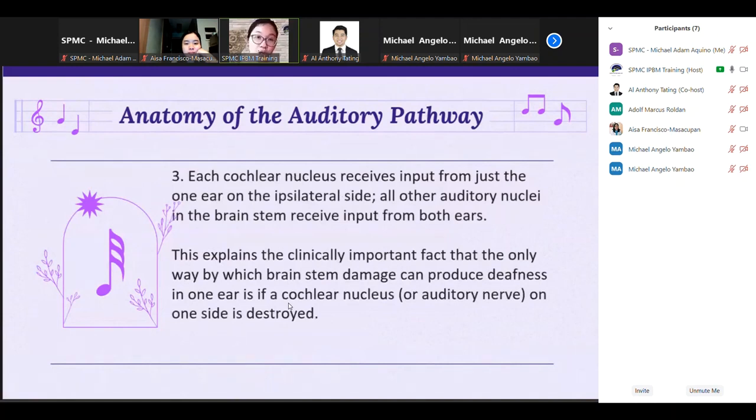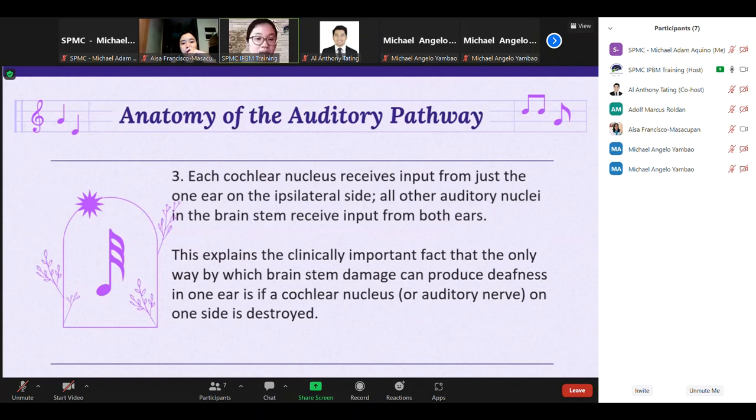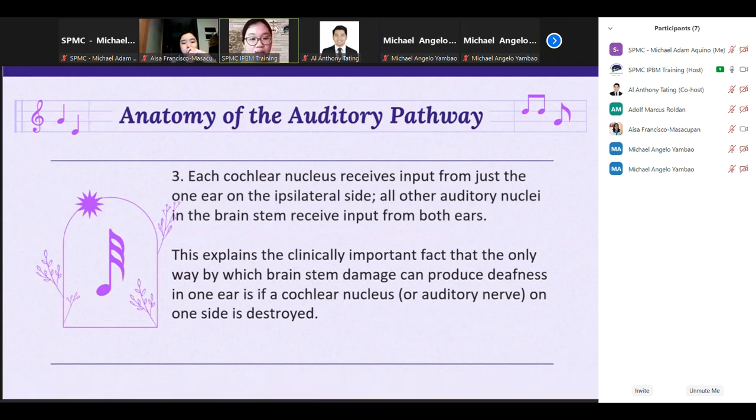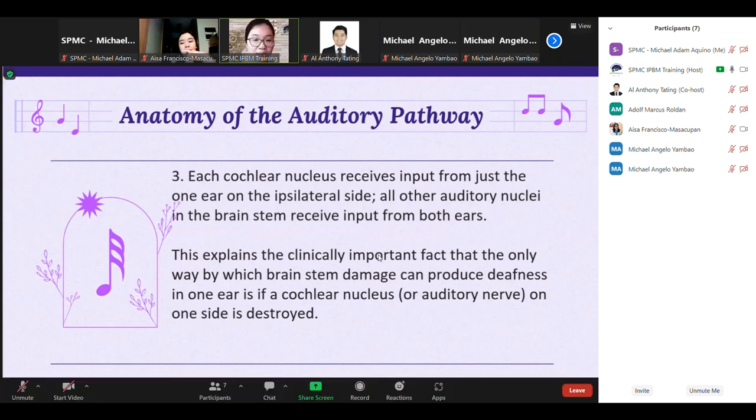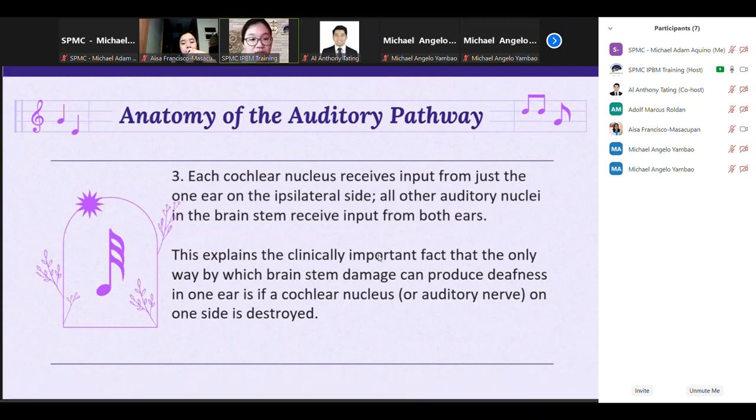Third, each cochlear nucleus receives input from just the one ear on the ipsilateral side, and all other auditory nuclei in the brainstem receive input from both ears. So this explains a clinically important fact that the only way by which brainstem damage can produce deafness in one ear is if the cochlear nucleus or the auditory nerve on one side is destroyed.